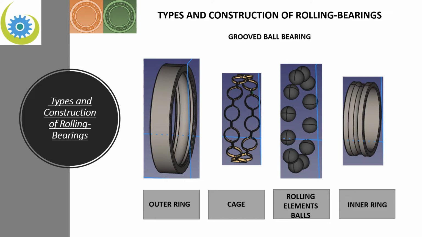Let us take a look at the cage. The cage is there to position the rolling elements in a defined position and to avoid that the rolling elements, in this case balls, have contact between them. The rolling elements have the following function. They transmit the forces from the inner ring to the outer ring, or in the opposite direction, from the outer ring to the inner ring.